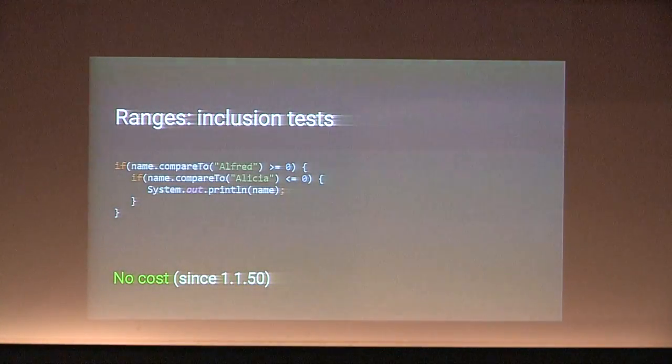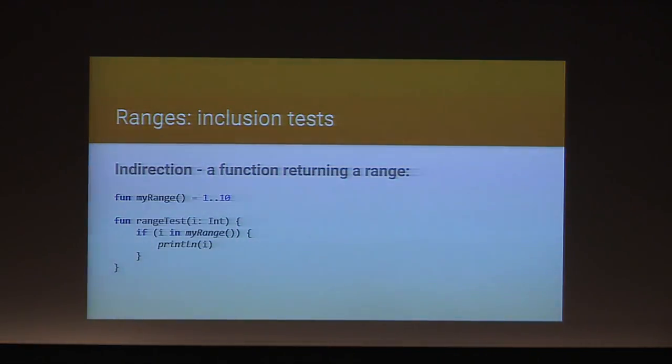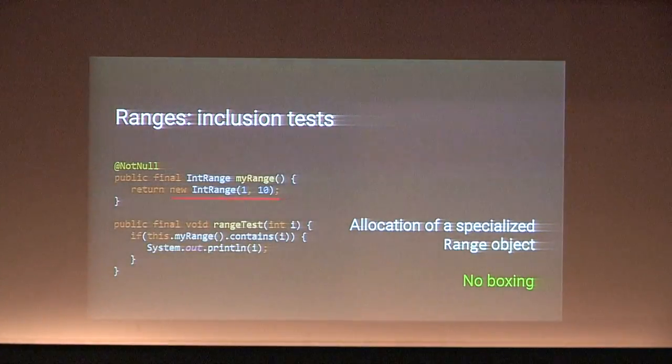And this used to have a cost. When I wrote the articles initially, it was generating a range object, a temporary object. But now it's optimized as well, just using compareTo two times, since Kotlin 1.1.50. So that's great. Still, it's worth noting that if you have an indirection, for example, you are returning a range from a function or from a property, then the compiler is still going to generate an object. It's allocating a specialized range object, but at least there is no boxing because it's an IntRange.